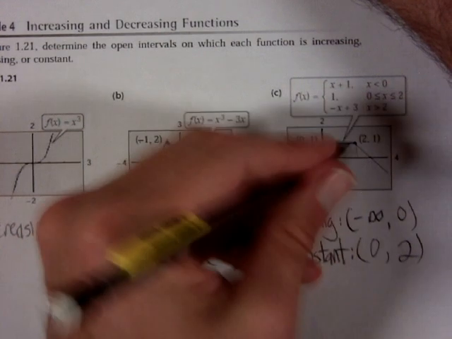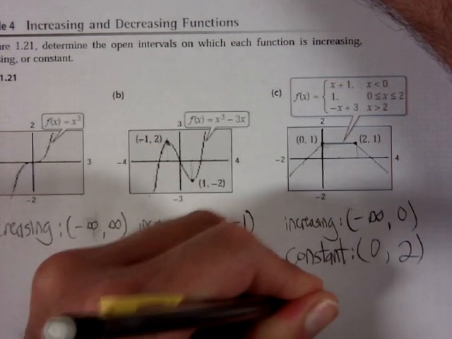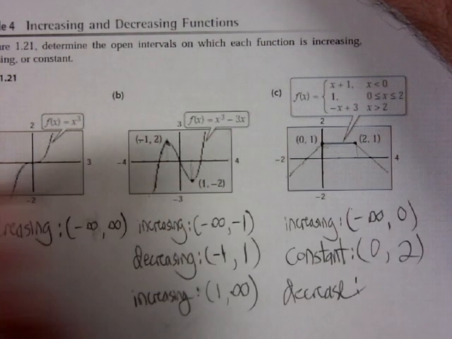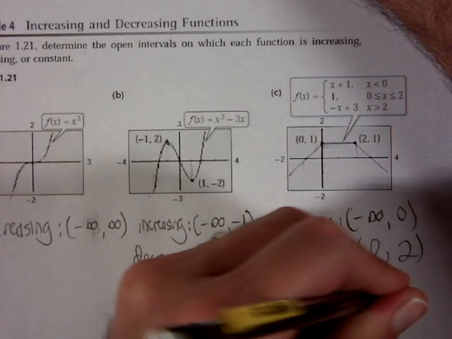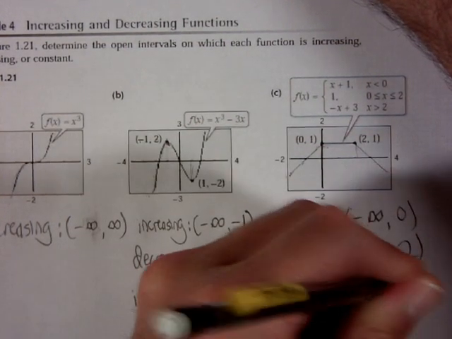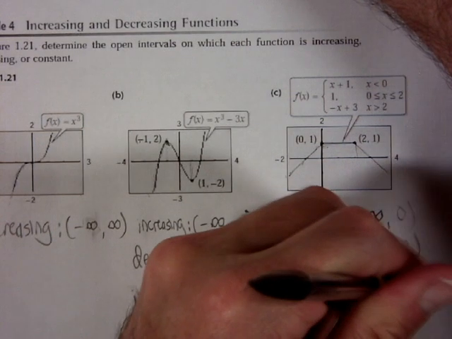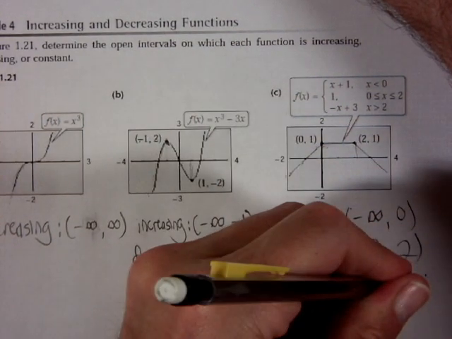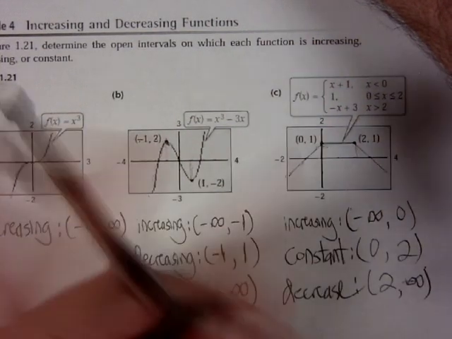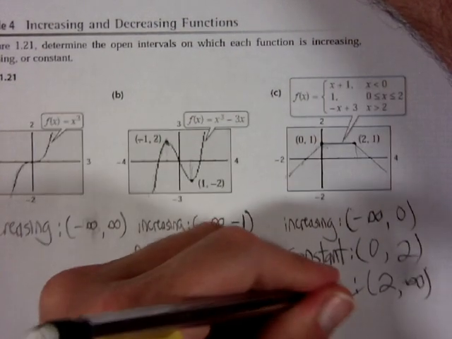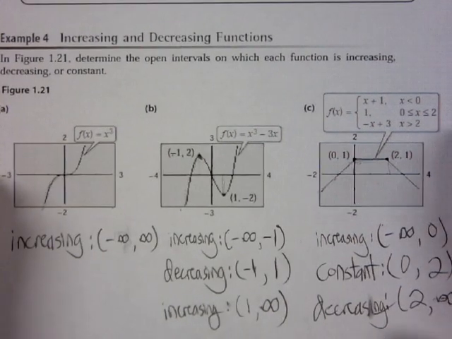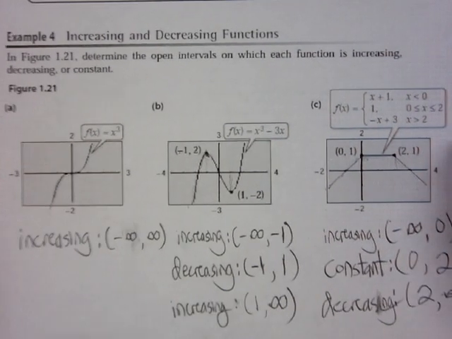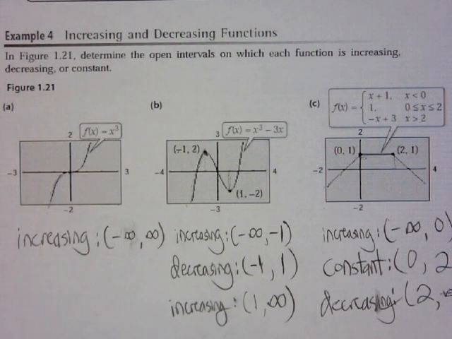And at 2, it begins now to decrease. All right, so it's decreasing from 2 all the way to positive infinity. All right, so decreasing from 2 to positive infinity. Okay, so those are some examples of how to write out the intervals when you're looking at the graph. And that's one type of problem that you'll be expected to do.